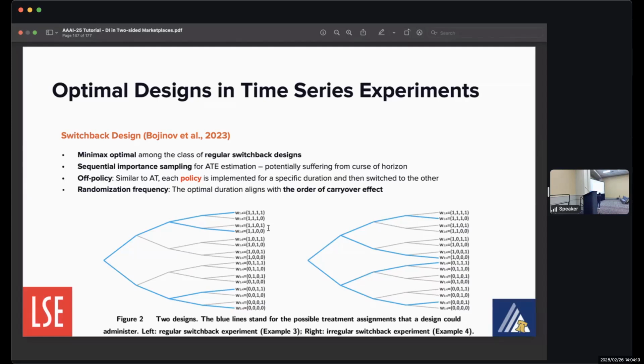They are typically off-policy designs. So within each day, they will switch between the two policies. Each policy is implemented for a specific duration, and then they switch to the other. Okay? And they show that the optimal randomization frequency aligns with the order of the carryover effects.